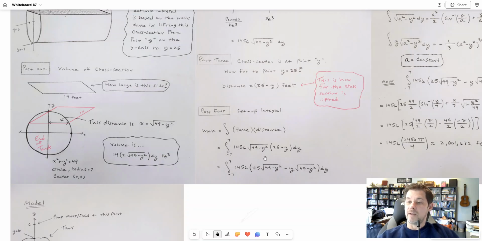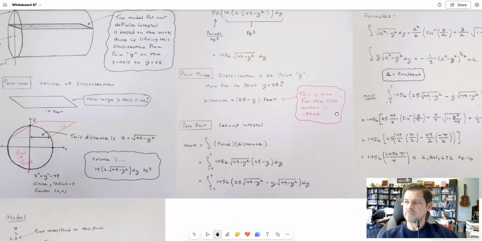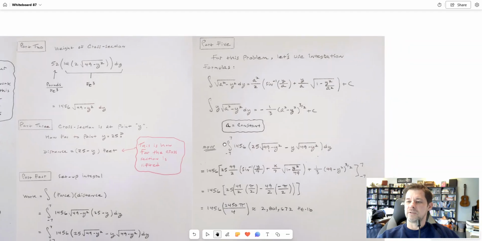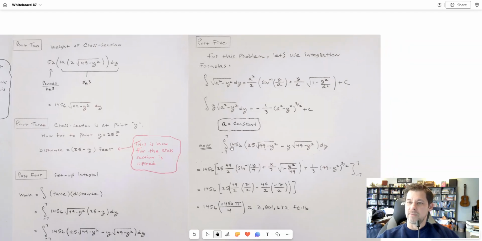We got our integral. I might do one more thing. I might multiply through here and distribute so I can get 2 terms. Okay, so now solving this problem comes down to solving this integral. Let's look at that. To solve this integral, let's just use integration formulas, because there's so much other stuff that goes into this problem for the setup. Let's just use formulas to solve the integral.